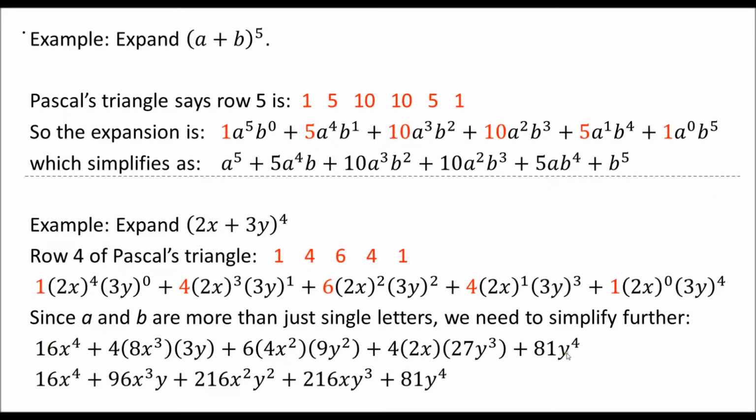Now we have to do one more step of simplifying, kind of multiplying each term out. So 16x to the 4th, it's already done. 4 times 8 times 3, that's 96. And you're going to have x to the third y. 6 times 4 times 9, that's 216. 4 times 2 times 27, also 216. And then 81. Notice that the variables simply kept their powers, like so. And that's it. That's how we're going to use Pascal's triangle to do binomial expansions.